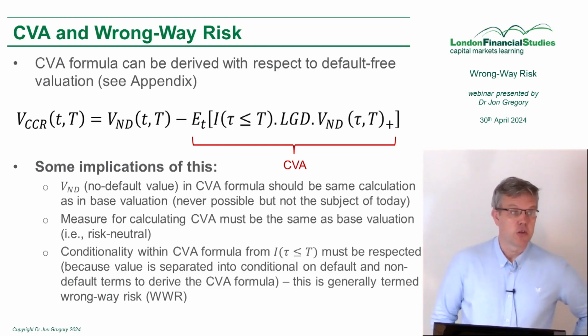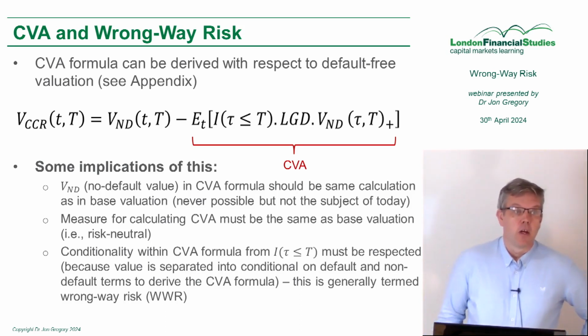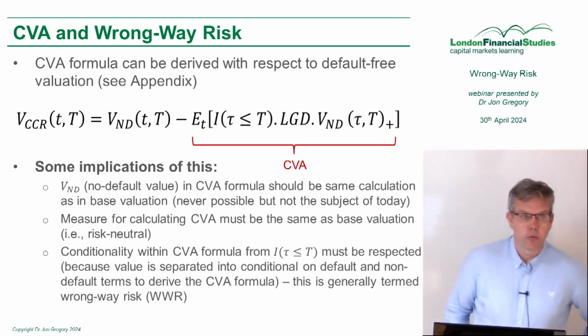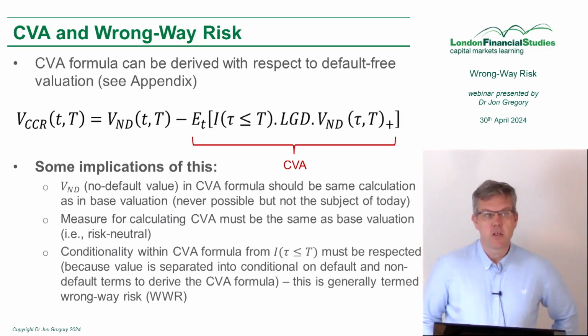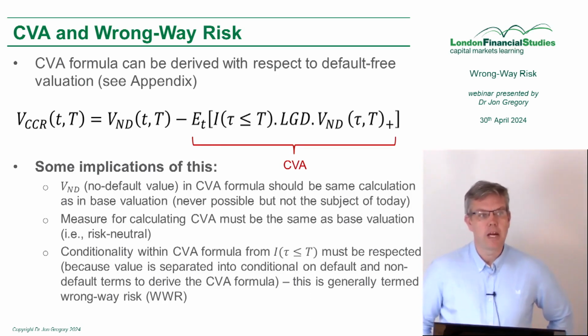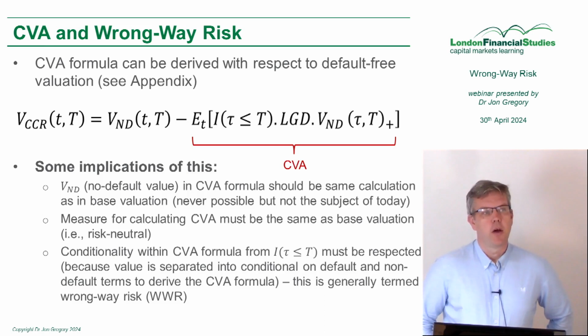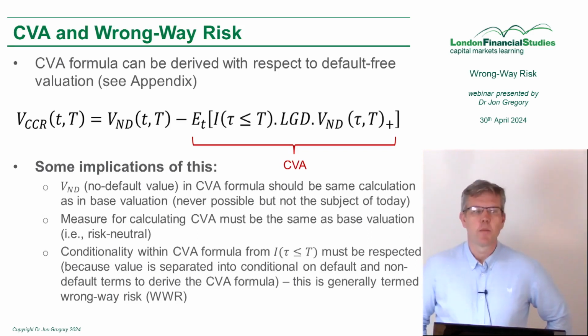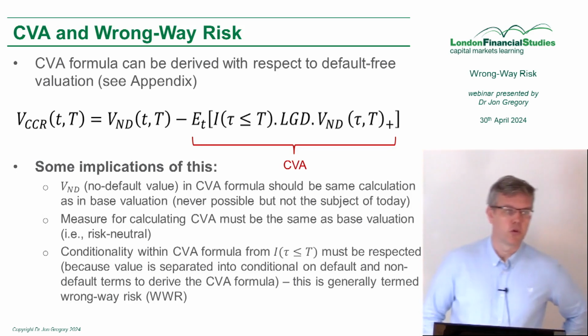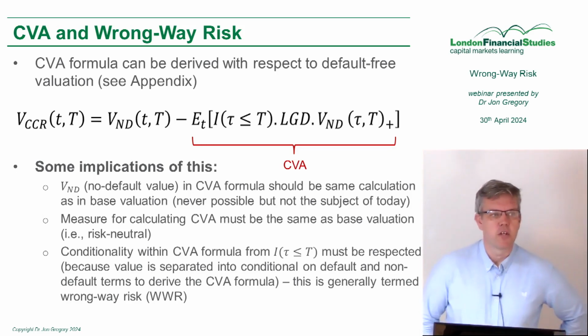Now, there are a number of implications of this formula. The first one is that the non-default value of the derivative which sits within the CVA formula should be exactly the same calculation as the non-default within what's here, the base value. Now, unless the value is just a simple case of discounting like a swap or a forward, that is something that's very, very hard to achieve and is a big problem, but is not really the subject of today. I'm talking here about the fact that CVA models cannot align perfectly with the models that are used generally for each of the underlying transactions. That's something we cover in a lot more detail in my XVA course with London Financial Studies, but I'm not going to cover it today, as I mentioned.